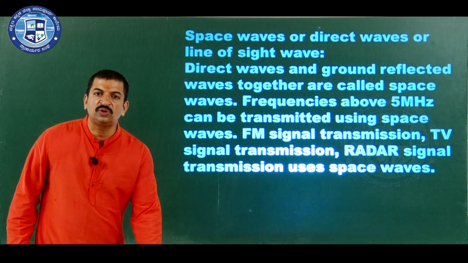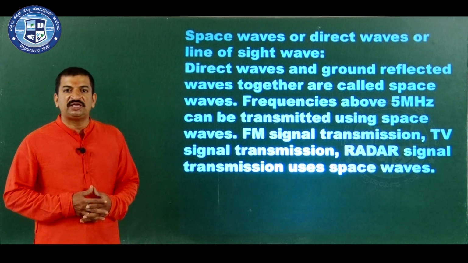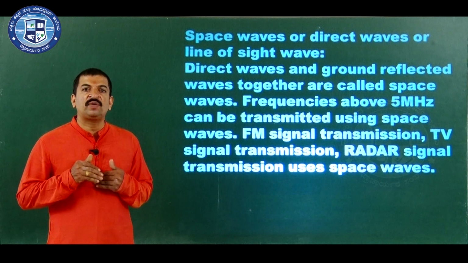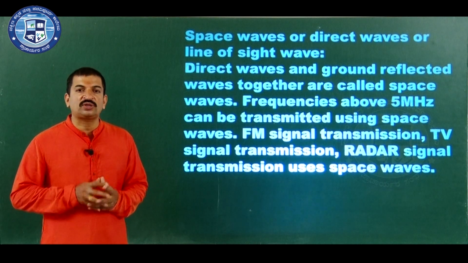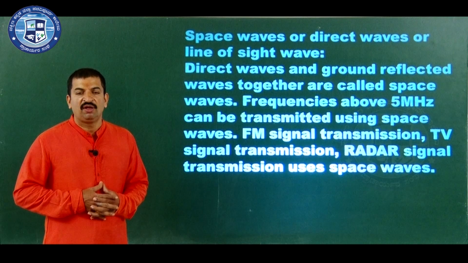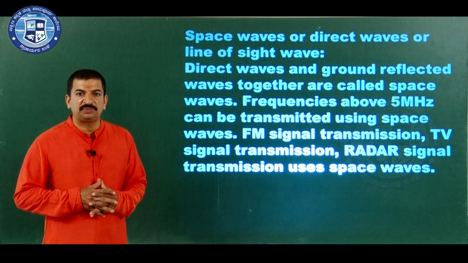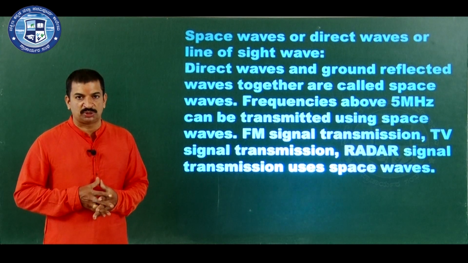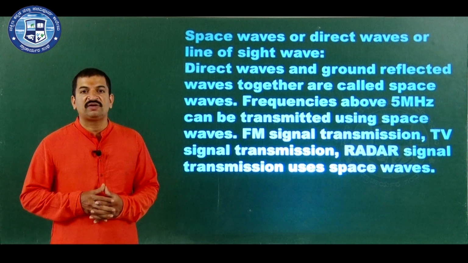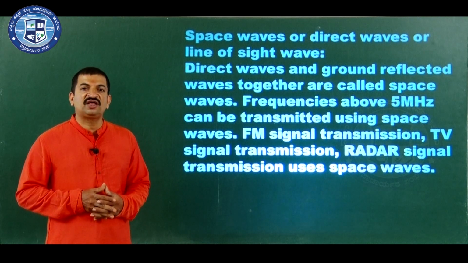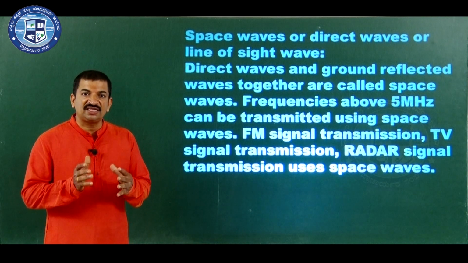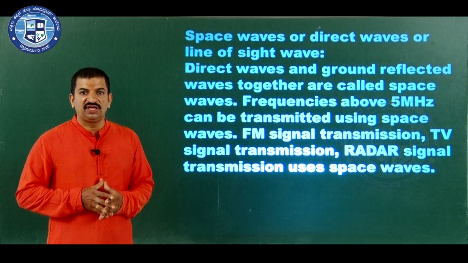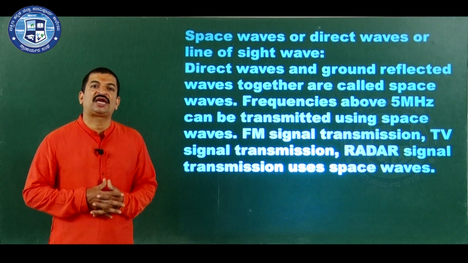Now, the frequencies up to 30 megahertz can be transmitted with the help of the sky wave. Now, how to transmit the frequencies above 30 megahertz? So, how to transmit very high frequency signals? Very high frequency signals can be transmitted with the help of what is known as the space waves or direct waves. This is also called the line of sight waves. These are the waves that reach the receiver directly from the transmitter. These waves usually propagate in straight lines.